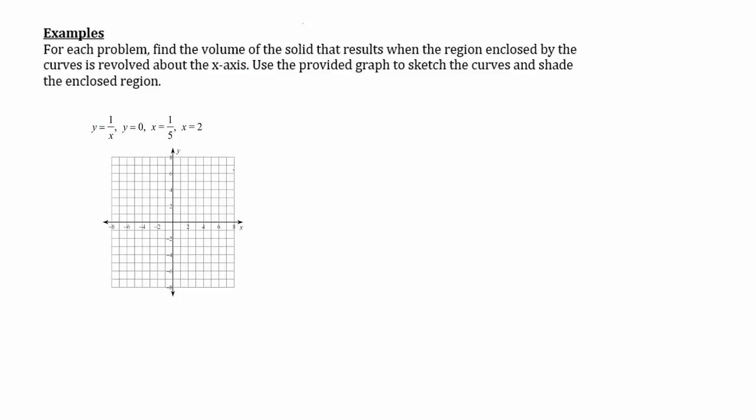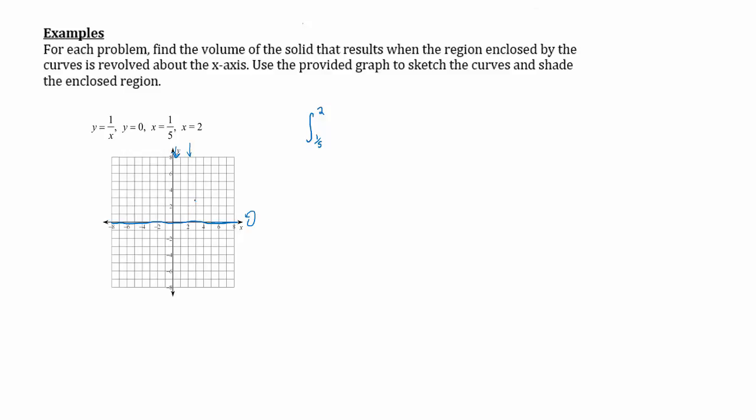How about y equals 1 over x? We've got a line at y equals 0. So, in fact, I think on all of these examples today, we are rotating about the x-axis as opposed to the y-axis or some line other than the x-axis. And so it's going to have y equals 0 as one of them. We have x equals 1/5, which is over here, and we have x equals 2, which is right here. Those are giving us our bounds. Without us even really having to do anything, we can know that our bounds are 1/5 and 2.